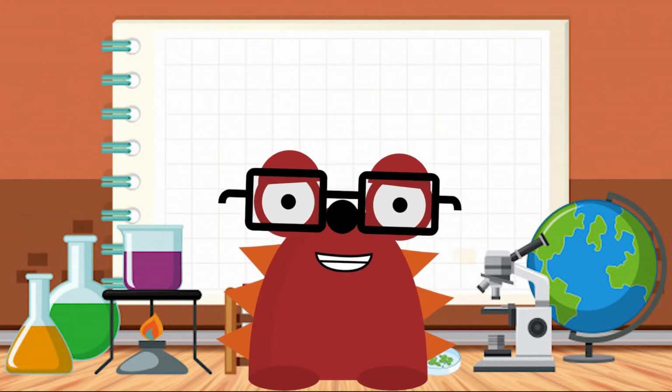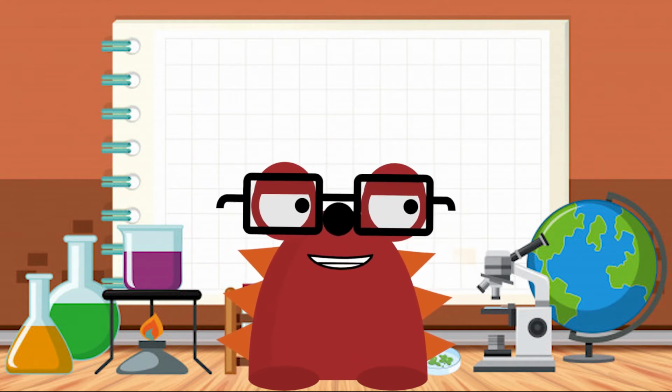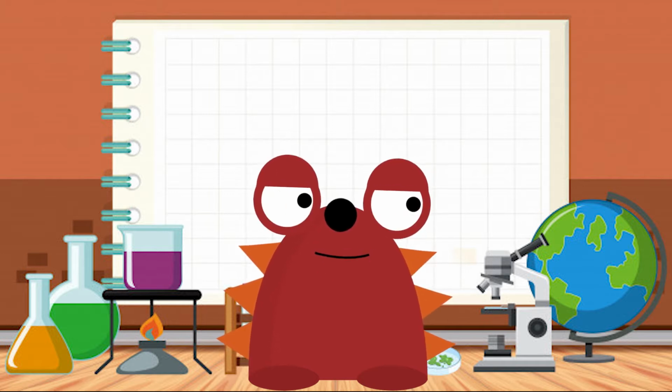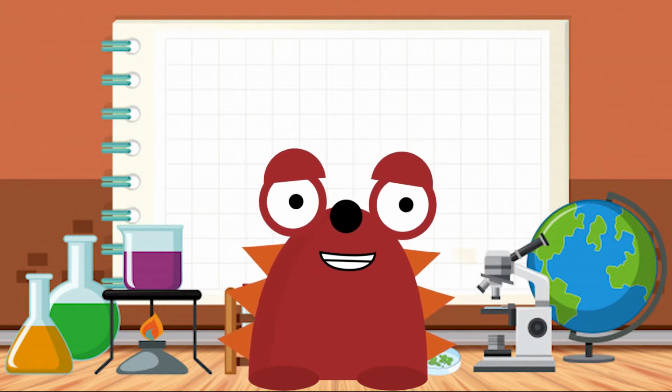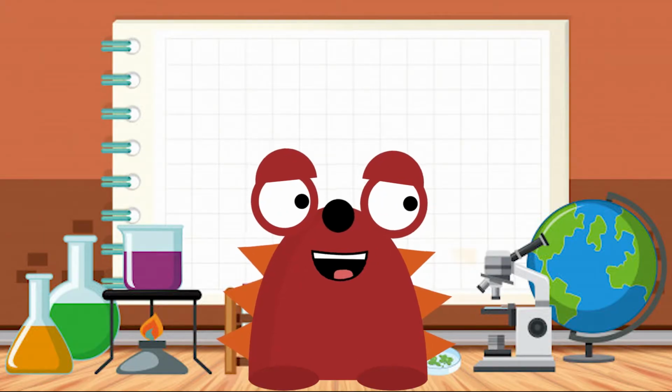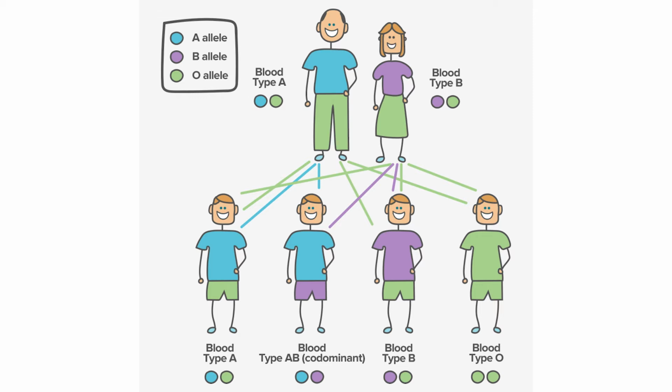Observe the students in your classroom. They share many traits, but they do not look exactly the same. Some traits can be inherited, such as eye color and face shape. Inherited traits are passed on from parents to offspring by genetic material.